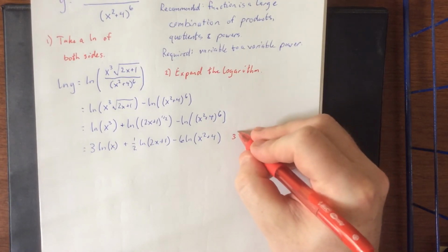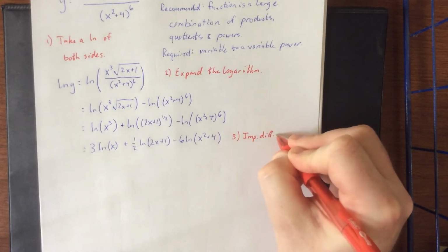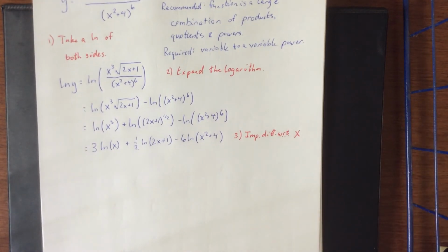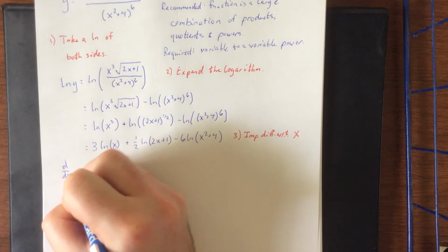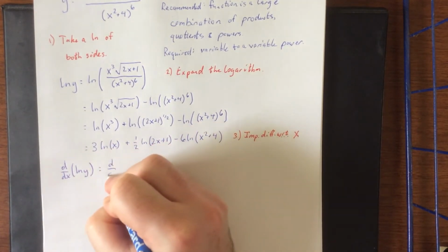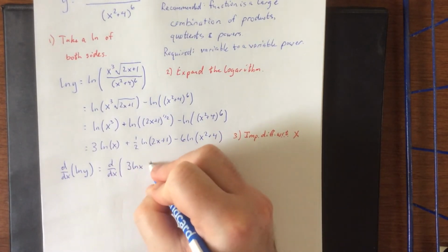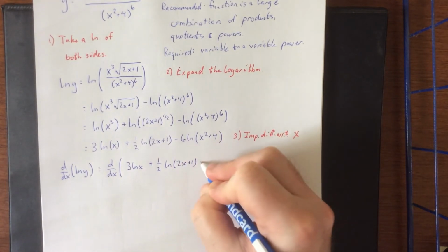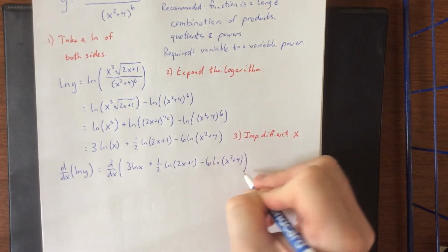Next step that I'm going to do is implicitly differentiate both sides. And the implicit differentiation will be with respect to x. So on the left-hand side, I will be differentiating the natural log of y, and on the right-hand side, I will be differentiating 3 times the natural log of x plus 1/2 times the natural log of 2x plus 1 minus 6 times the natural log of x squared plus 4.